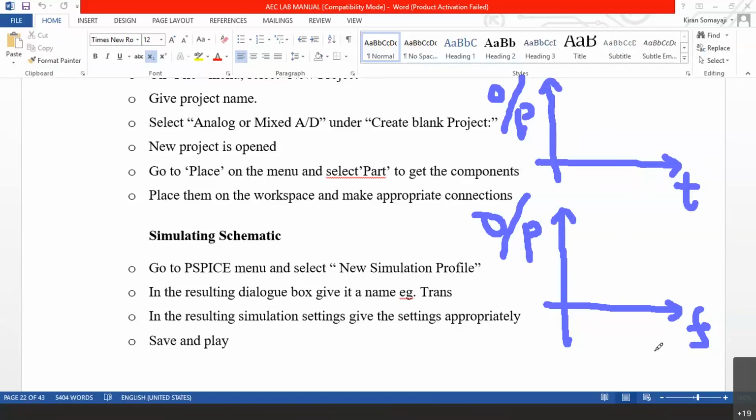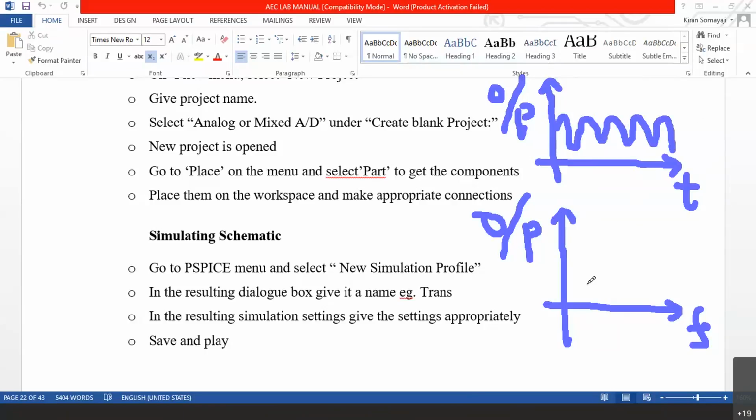Let us consider the RC coupled amplifier itself. In the case of RC coupled amplifier, what are we going to see if the x-axis is time and what are we going to see if the x-axis is frequency? No answer? Okay. If the x-axis is time, you are going to see a waveform like this.